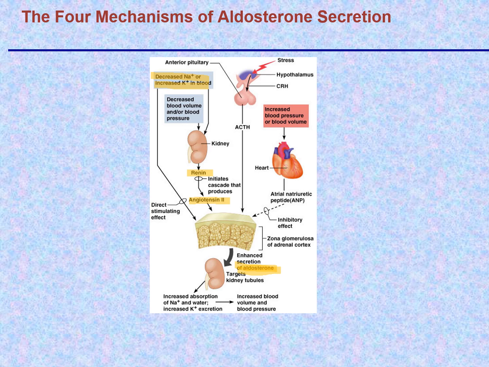And then ACTH can trigger aldosterone release, and a drop in blood pressure rather, and that's through here, that will also cause aldosterone release. And in terms of inhibitory effects, the increase in blood pressure will trigger ANP release from the atrium of the heart, and that inhibits. So this pathway here is an inhibitory pathway that inhibits aldosterone.